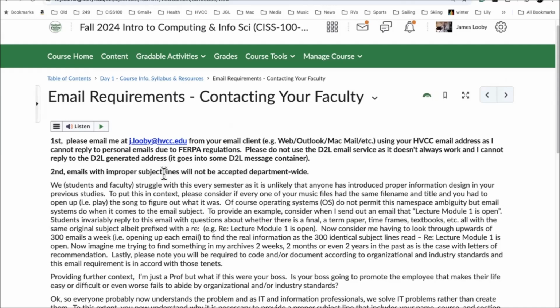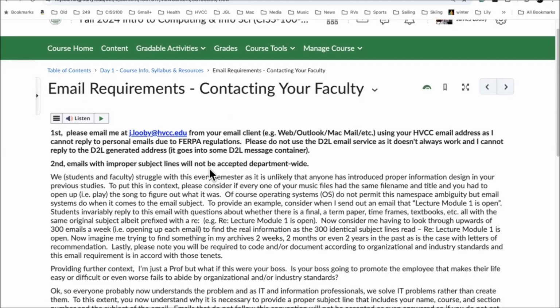So we tried to provide as much information to enhance later searchability. So, email requirements. Email me at j.luby@hvcc.edu. Email me from your preferred email client. Please provide a reasonable, applicable subject line.